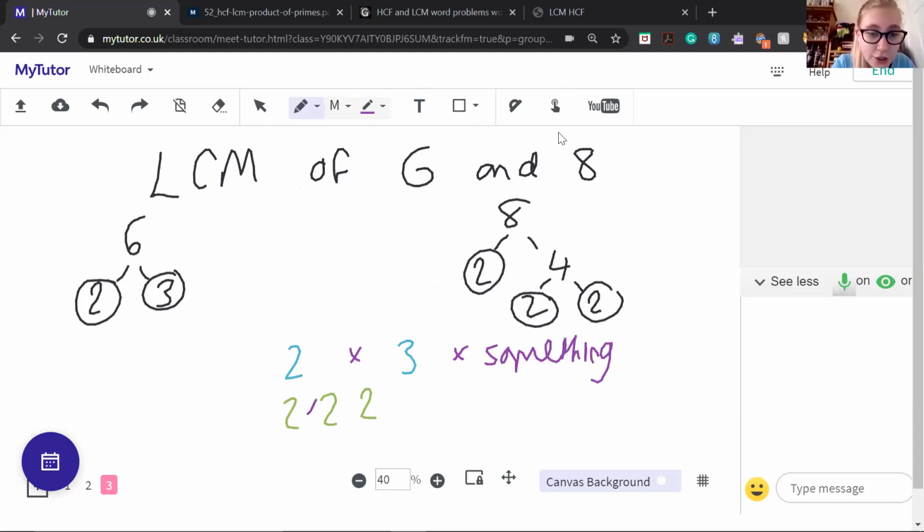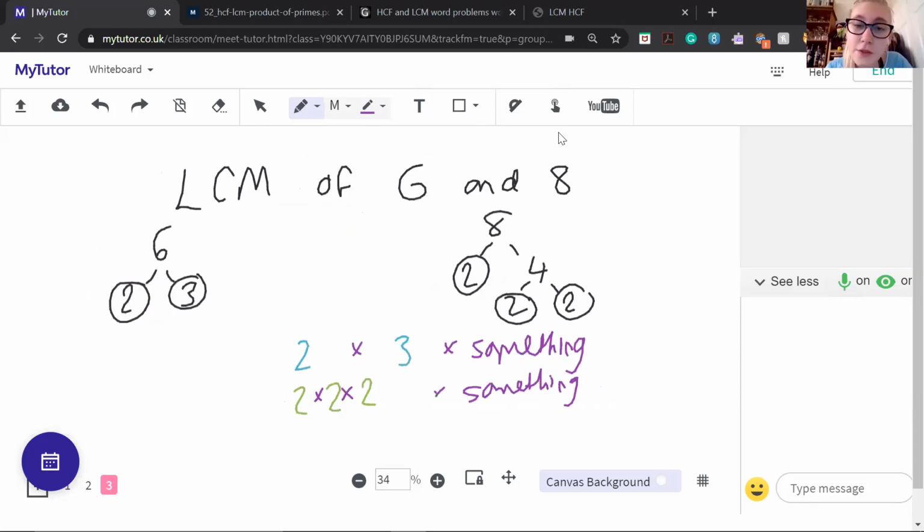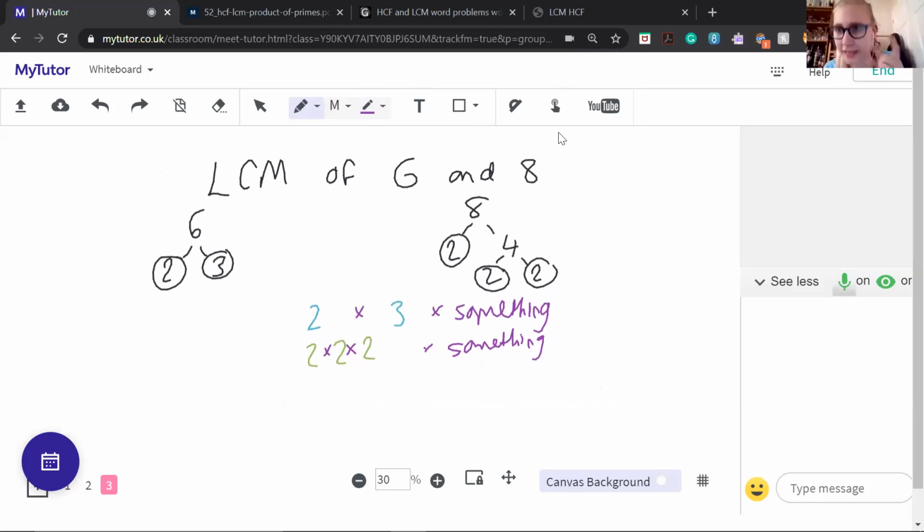A multiple of 8 is 2 times 2 times 2 times something. So the smallest multiple is where that something is 1, right? And now they both share a 2. So instead of doing 2 times 2 times 2 times 2 times 3, instead of just multiplying 6 and 8, which is a multiple of both of them, that is a common multiple, but it's not the lowest. Why don't we just use this 2 once?